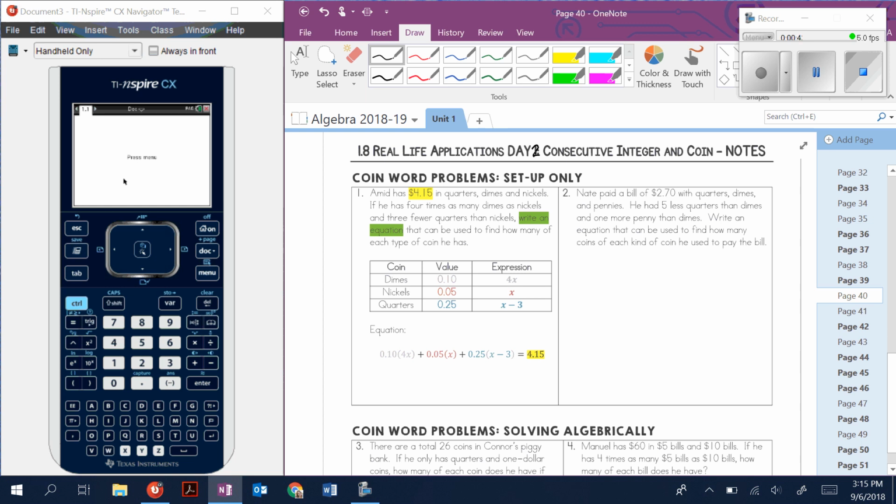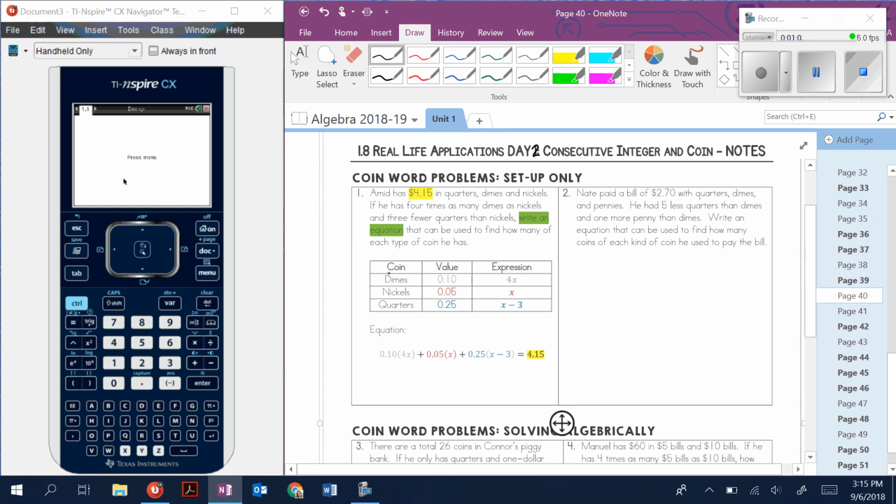So Ahmed has $4.15 in quarters, dimes, and nickels. So already I'm realizing that this is a coin problem because it's talking to me about all these coins. That's why setting up a chart is huge, because when we're setting up charts, we can stay very organized, including the value of the coin, and then we can even write an expression.